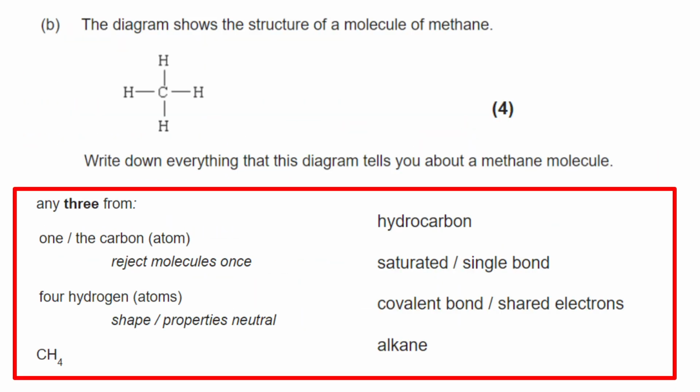Okay, so this next question, the diagram shows the structure of a molecule of methane. Write down everything this tells you about the methane molecule. Now, any one from 3: it's got 1 carbon atom, 4 hydrogen atoms, it's a hydrocarbon. Saturated, you won't know what that means yet till I start talking about alkenes, but it means there's no double bond, and so on. Why does it say any 3? Well, it was actually one of those where they want quality of written communication, so they want you to spell everything correctly as well for the extra mark.